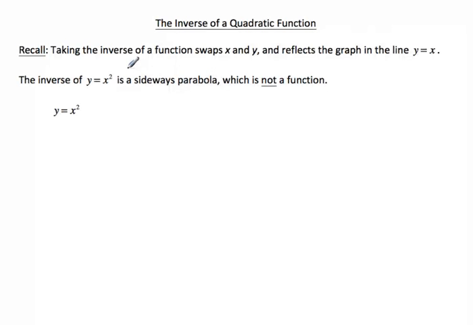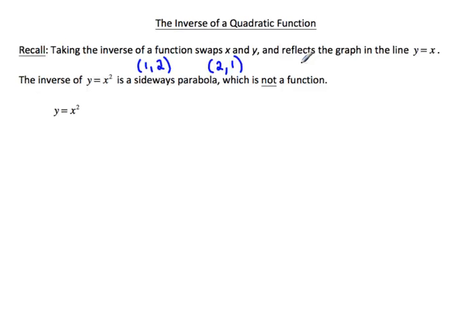First, let's just remind ourselves that taking the inverse of a function means swapping inputs and outputs, or swapping x and y values. For example, if the point (1, 2) is on a function, then when we take the inverse, 1 and 2 are still going to be associated with each other, but instead of 1 being the input and 2 being the output, it'll be the other way around. 2 will be the input and 1 will be the output. In other words, we swap x and y.